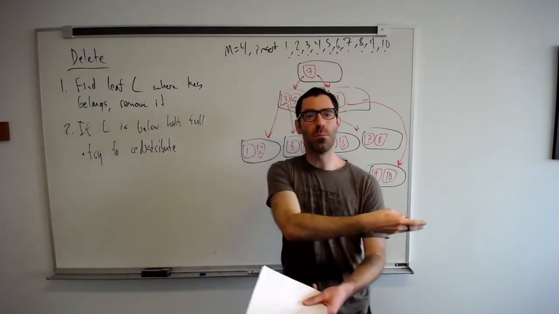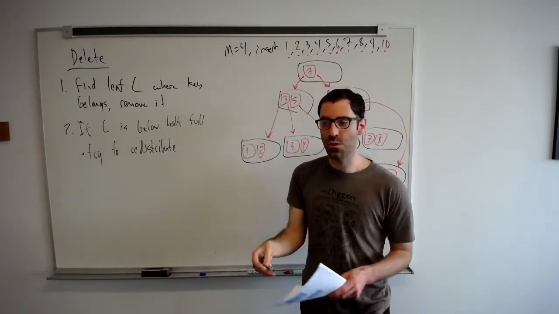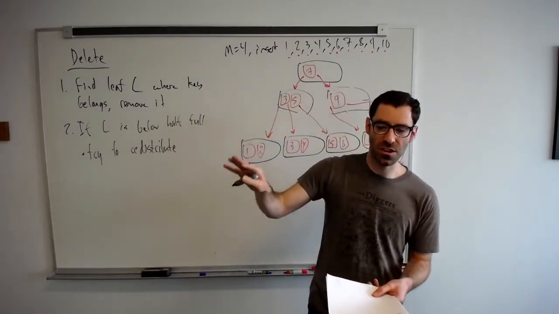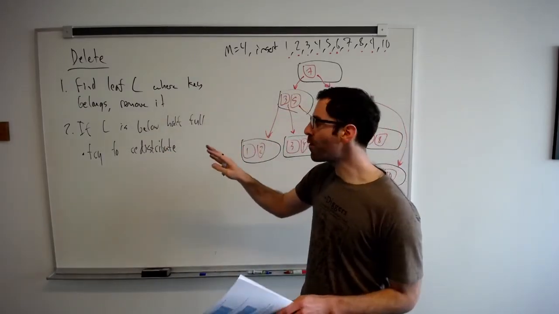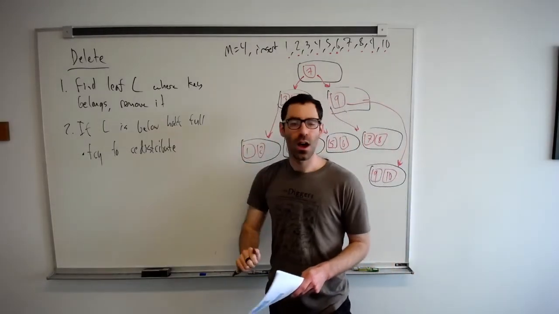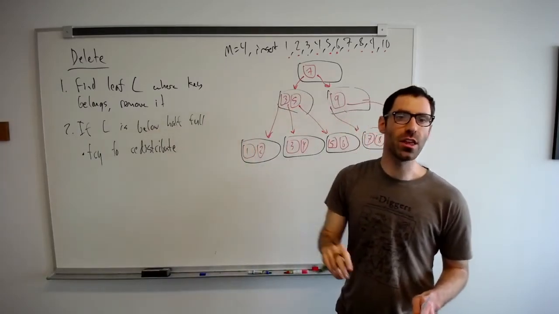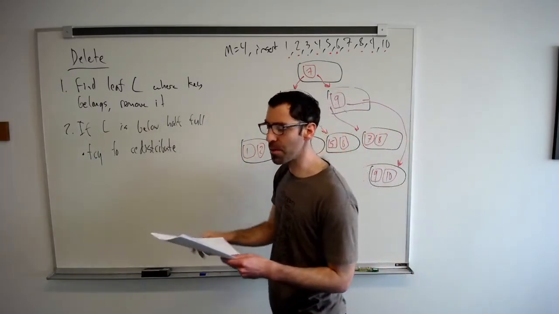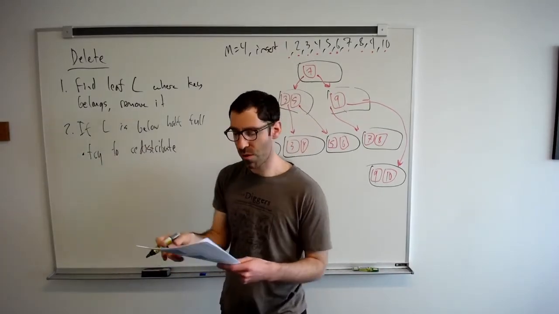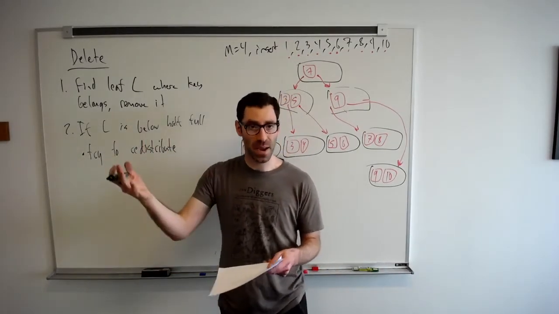try to steal values from a sibling. Does a sibling have enough keys that we could take one to keep L half full without causing the sibling to fall below half full? So we'll try that first, borrowing from a sibling, some adjacent node with the same parent as L.